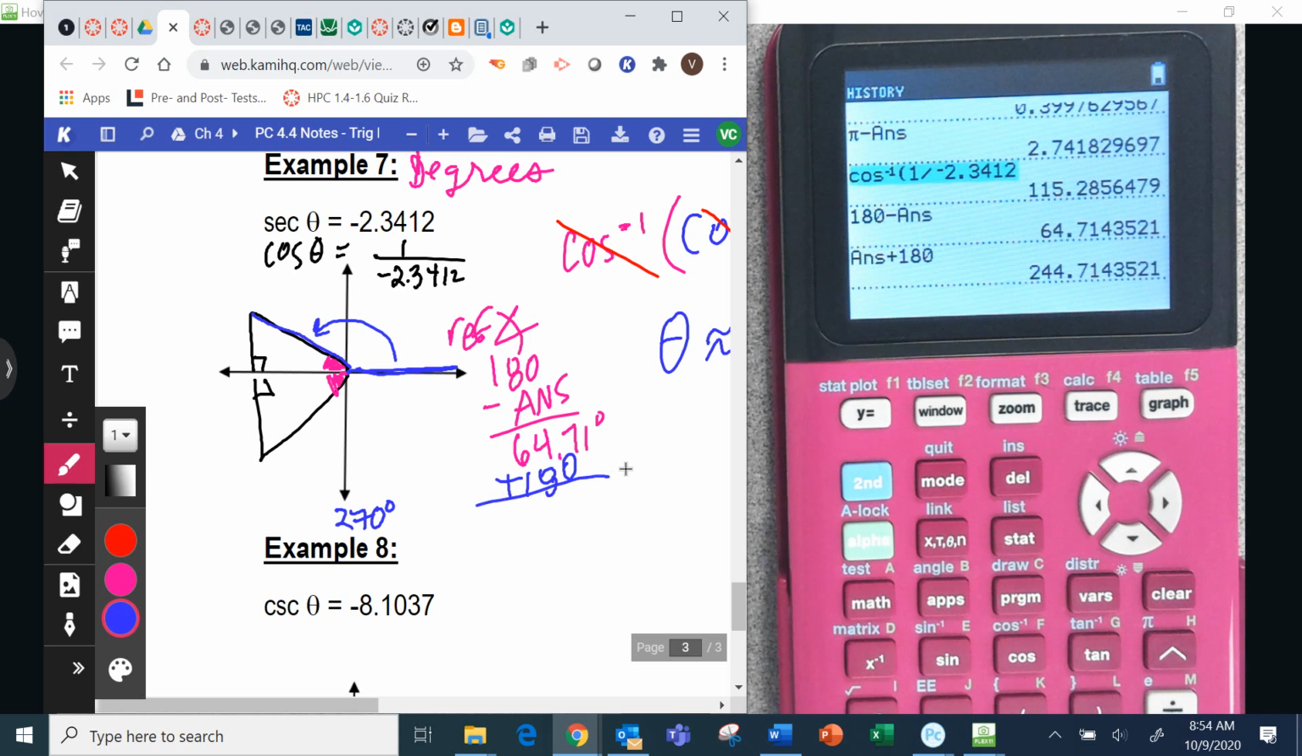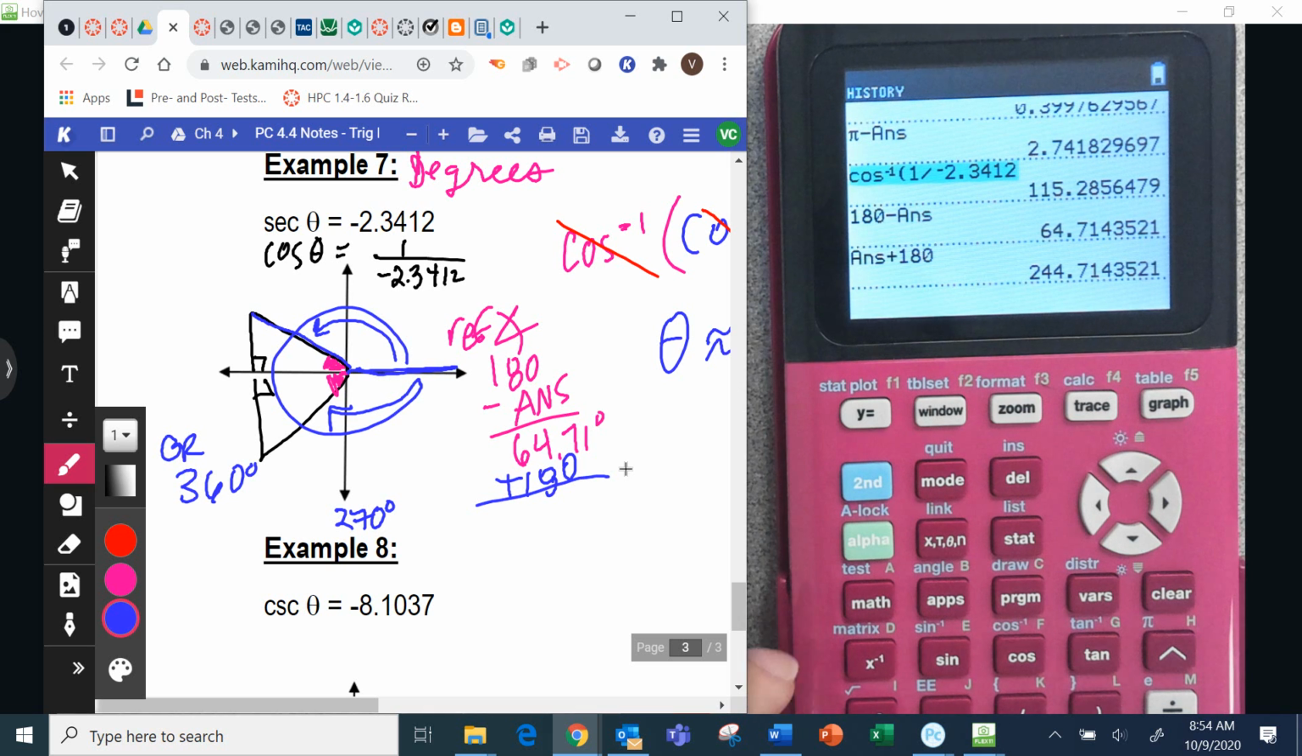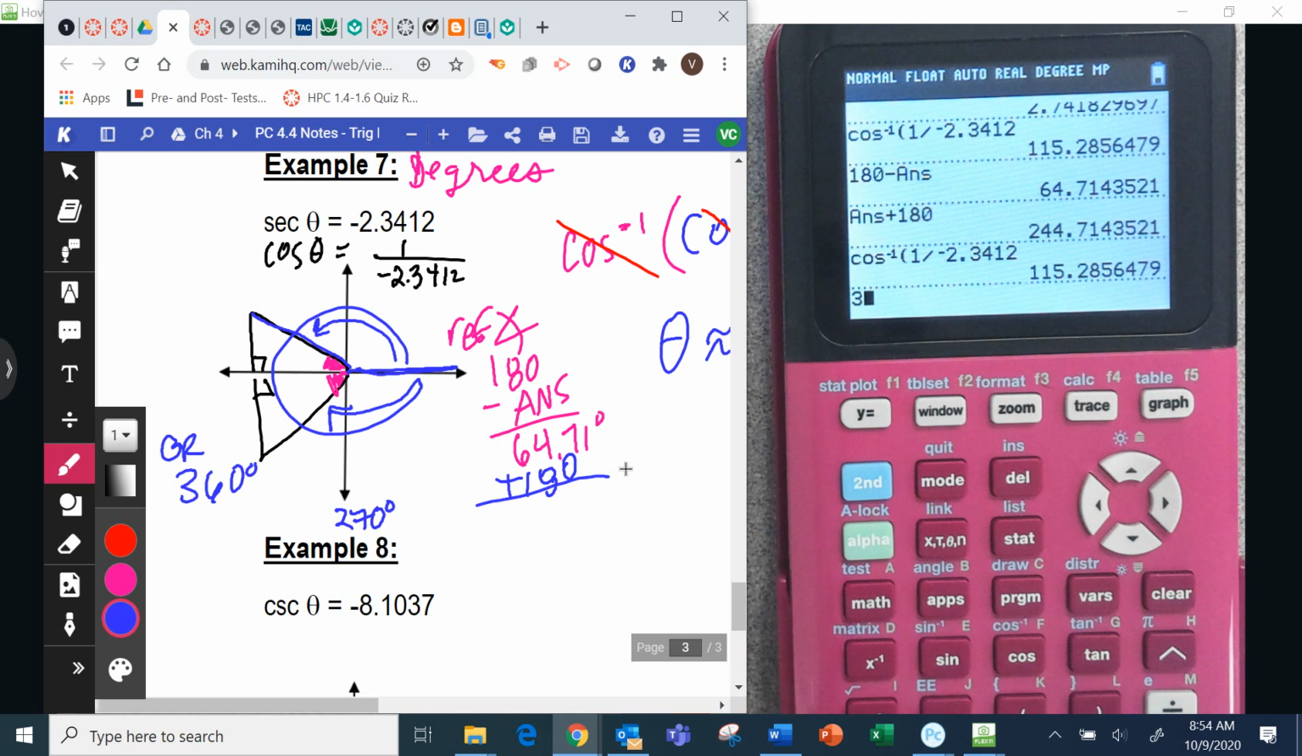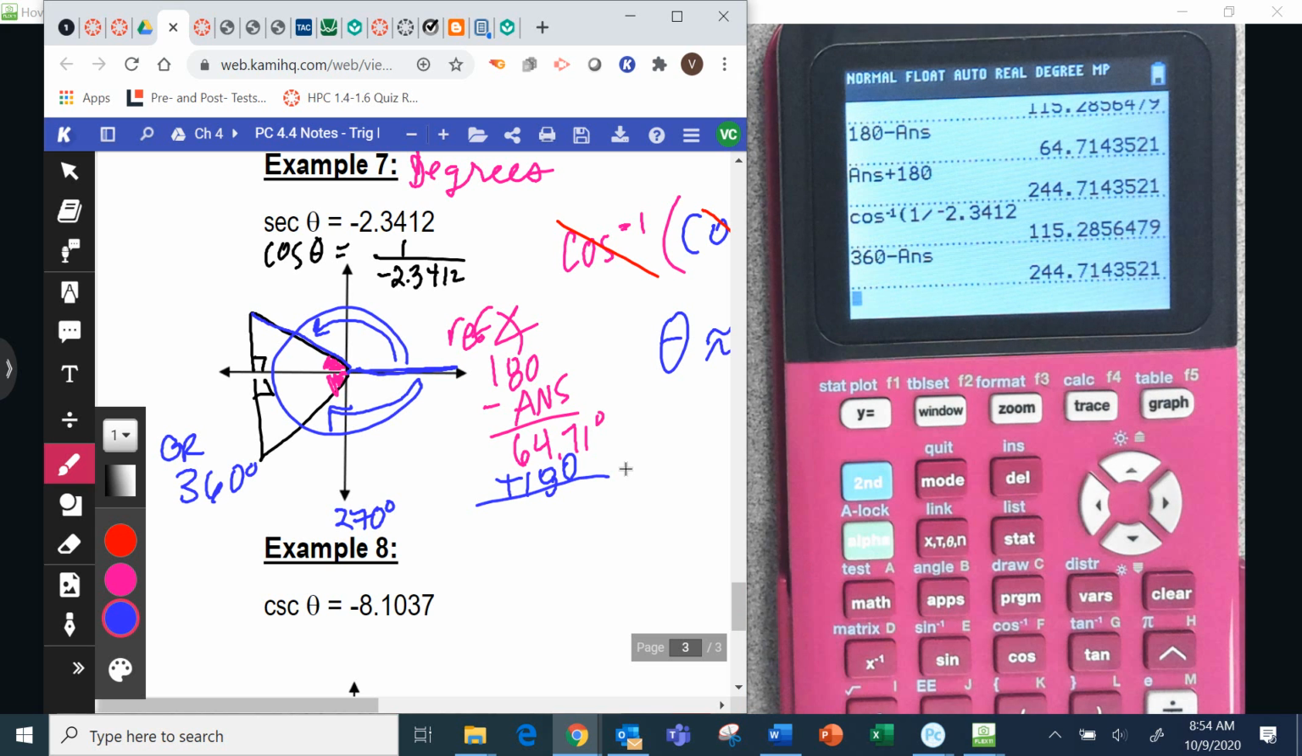Yeah, if you took 360, which is a whole circle, and then we went backwards 115, that would also end up in the right place. So that would be another thing if I did 360 minus that 115, 244.71, so same answer. So either way is fine. Whatever works for you, you can create it right on the spot.